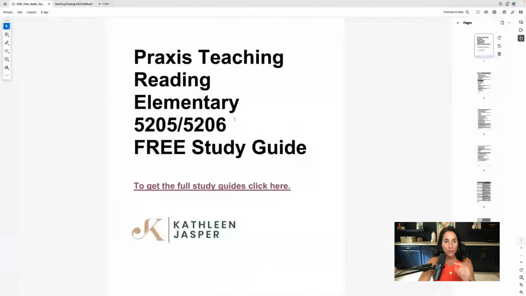Actually, let me fix my screens because right now I'm all mixed up. Okay, now I have it where I need it. Okay, here we go. All right, so we are working from this free study guide here. Now, I am going to do a few questions from this study guide, but we are also going to work on the overall concepts. I don't want to just do practice test questions.